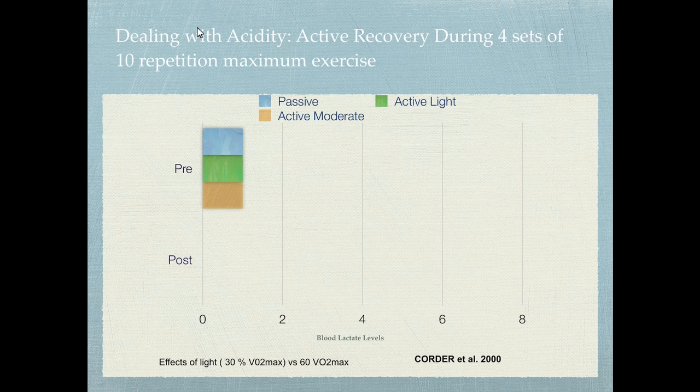Okay? So in this study, they looked at blood lactate levels, and they had people do 4 sets of 10 repetitions, and you look at blood lactate with passive recovery versus active light and versus active moderate. Which condition do you think resulted in the least amount of lactate? I'll let you think about that for a second and tell me why that would be the case. So which condition and why?